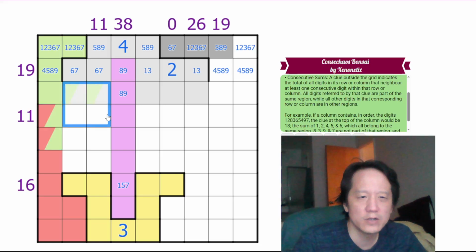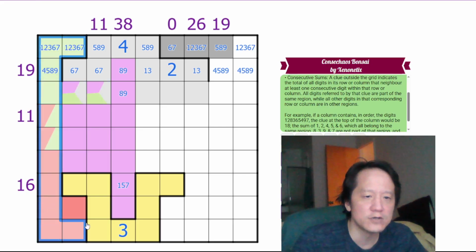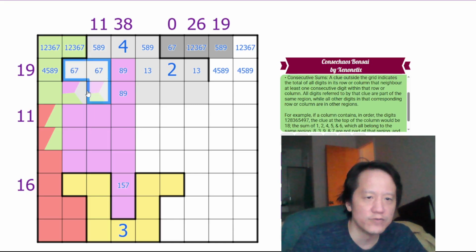Pink can go here, here, here, or here. It could extend. We know this is 20 cells, right? 9 plus 7 plus 4 is 20 cells. This can only take up 1 cell of those. And we have 2 regions taking up 18. So one of the pinks has to be here, which means this is only at most 1 pink.